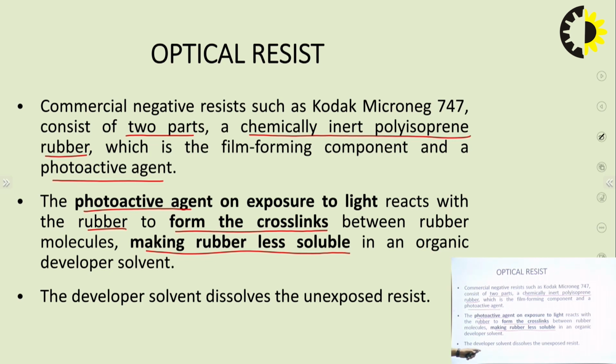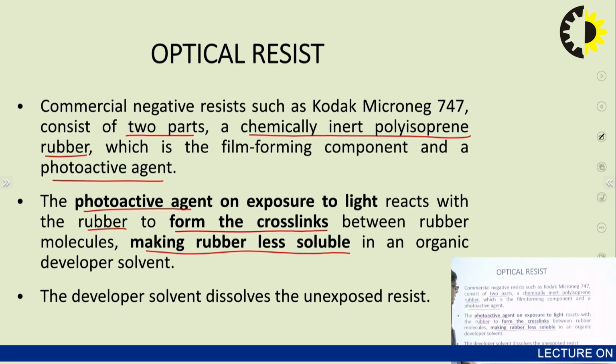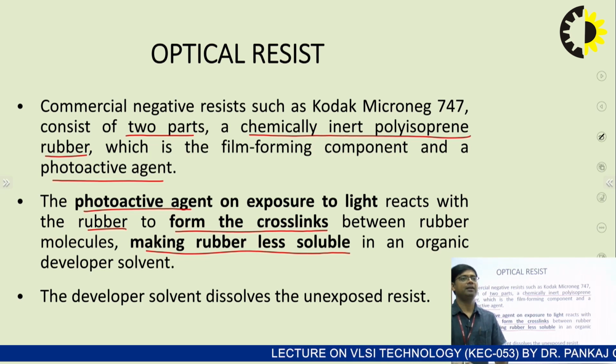So, after the exposure to radiation, when this negative photoresist is soaked in a developer solution, the unexposed regions get removed, because after the exposure, the rubber makes a cross link with the photoactive agent and therefore it becomes less soluble. So, the unexposed regions get removed when they are soaked in a solution.